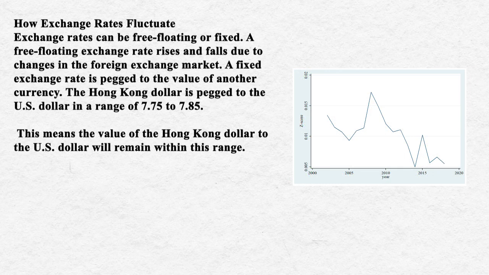How does the exchange rate fluctuate? Exchange rates can be free floating or fixed. A free floating exchange rate rises and falls due to changes in the foreign markets. A fixed exchange rate is pegged to the value of another currency. The Hong Kong dollar is pegged to the US dollar in a range of 7.75 to 7.85. This means that the value of the Hong Kong dollar to the US dollar will remain within this range.